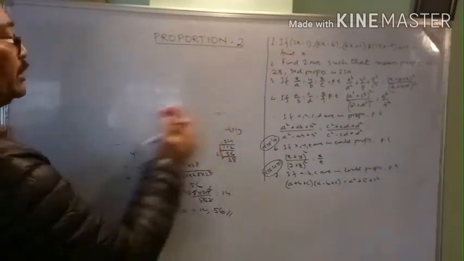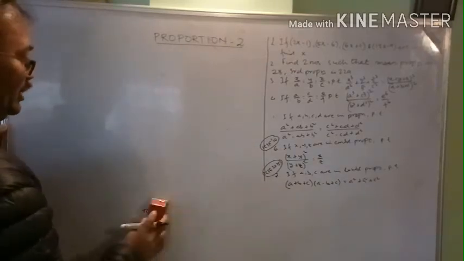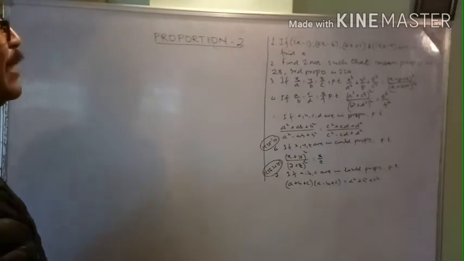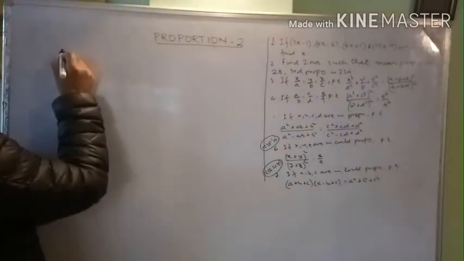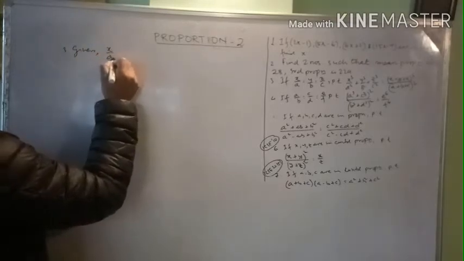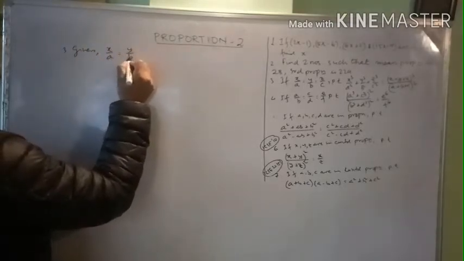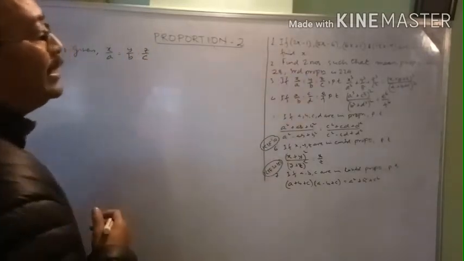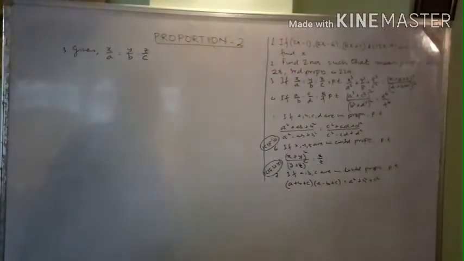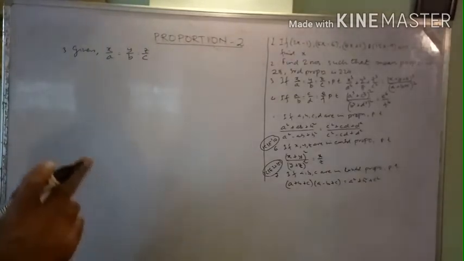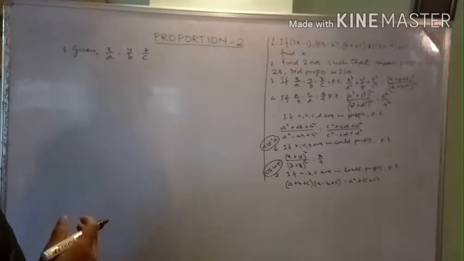Now in number 3, you are given three ratios equal, as you can see in the question. Question number 3: what is given is x by A is equal to y by B is equal to z by C. So prove that x cube by A square plus y cube by B square plus z cube by C square is equal to x plus y plus z whole cube upon A plus B plus C whole square.